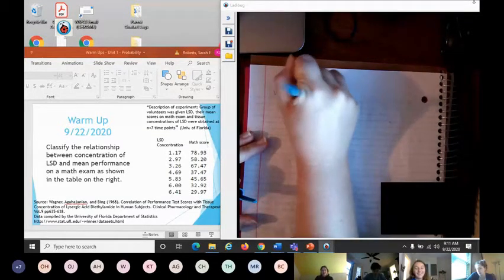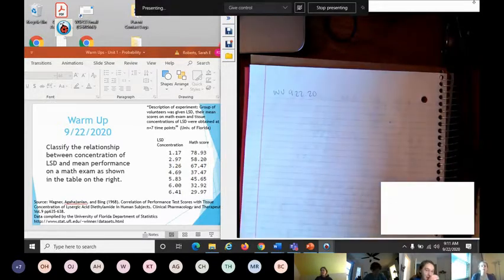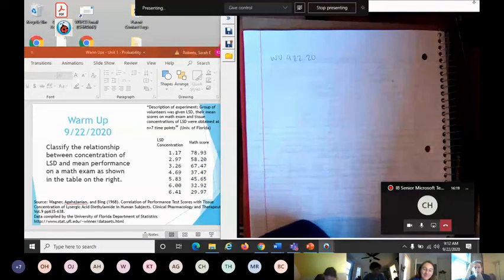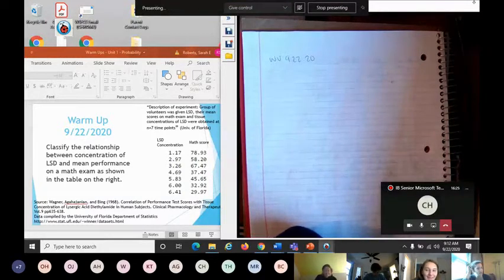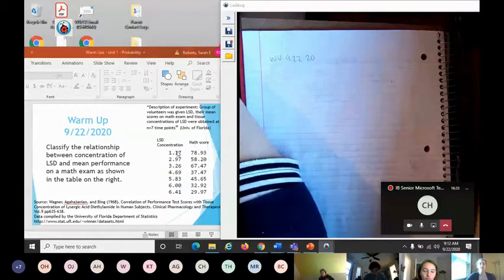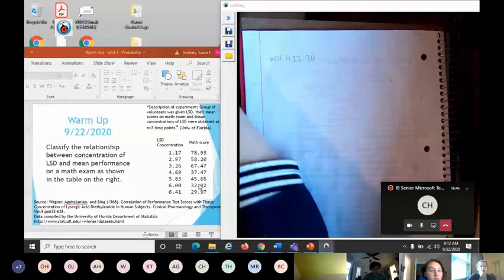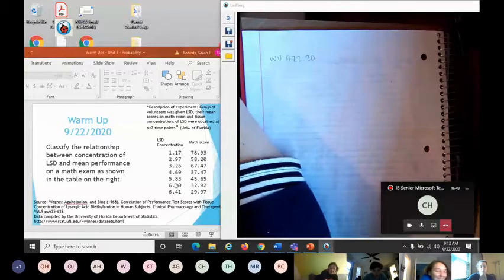9, 22, 20. Okay. And it gives a description of the experiment. So group volunteers were given LSD. Their mean scores on a math exam and tissue concentration of LSD were obtained for n equals 7 time points. That just means that there are 7 of these individual data points. So this was the LSD concentration in their tissue. This was the score on the exam. And it says classify the relationship between the concentration of LSD and the mean performance on a math exam as shown in the table on the right.